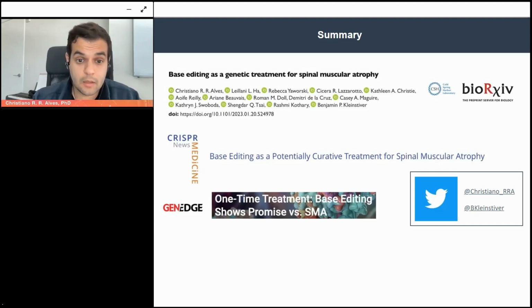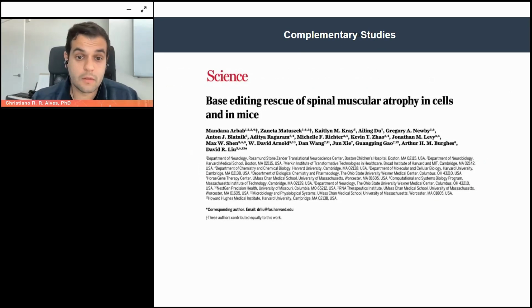I'd also like to acknowledge work that was just published a few weeks ago from David Liu's lab on the same topic. These were independent research efforts by independent groups, and we are reaching very similar conclusions using slightly different components, so the conclusions are complementary. In that paper, they have more mouse data available. They don't have human cells from SMA patients, but they have more mouse data. So I think these two works complement each other very well.